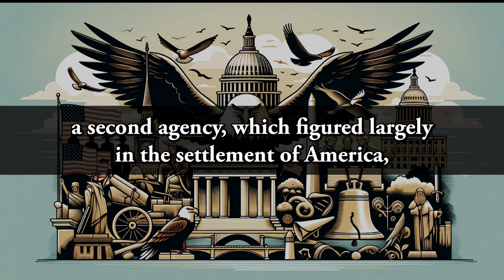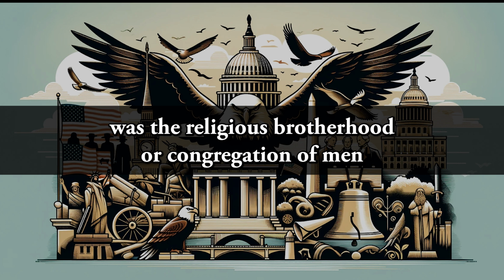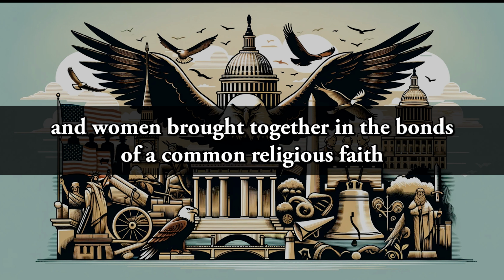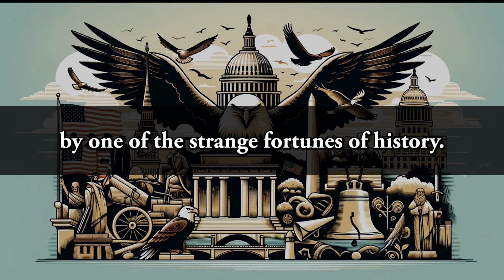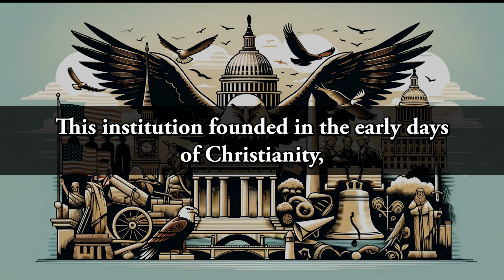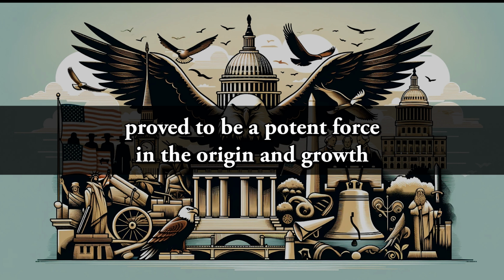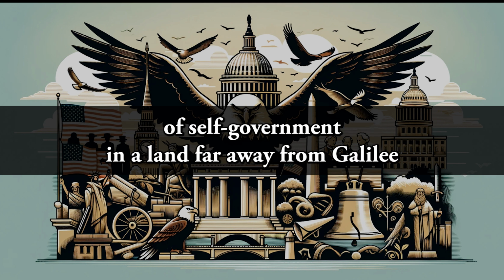The religious congregation. A second agency which figured largely in the settlement of America was the religious brotherhood or congregation of men and women brought together in the bonds of a common religious faith. By one of the strange fortunes of history, this institution, founded in the early days of Christianity, proved to be a potent force in the origin and growth of self-government in a land far away from Galilee.